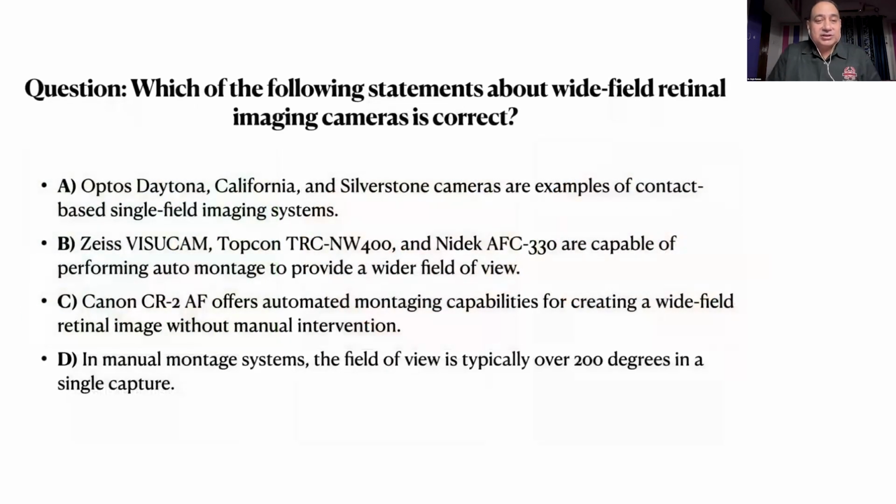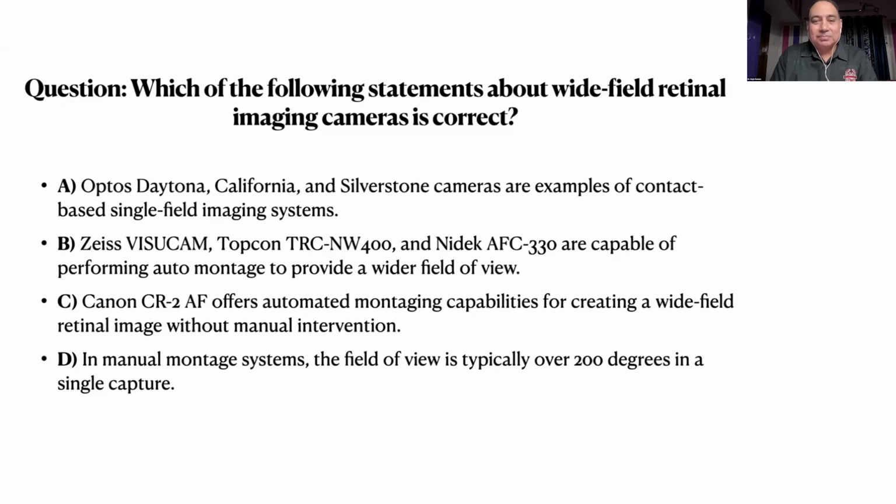So I have a quiz, and I want people in this webinar to participate, and let's see which of the following statements about wide field retinal imaging is correct. So we have: Optos, Daytona, the California, and Silverstone are examples of contact-based single field imaging systems. Zeiss, Visucam, Topcon, Nidek are capable of performing auto montage. The Canon CR2 offers an automated montaging system. And the fourth, in manual montaging, the field of view typically is over 20 degrees in a single capture.